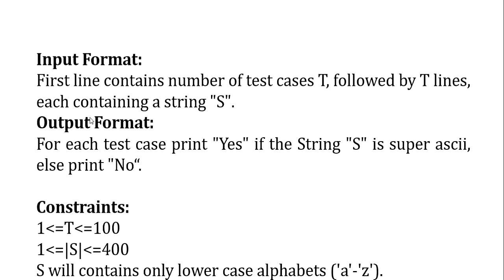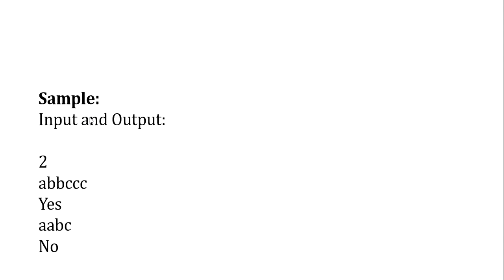Clear? Now we'll see the sample values they have given. The first value is 2, which is the number of test cases, and after this the first string they have given is abbccc. If your string is like this, I will display S as my output. The next value is abc. Here your second string does not follow the constraint. For this case it will display no as your output. I think I have made you clear with the question. We'll move on to the explanation part.